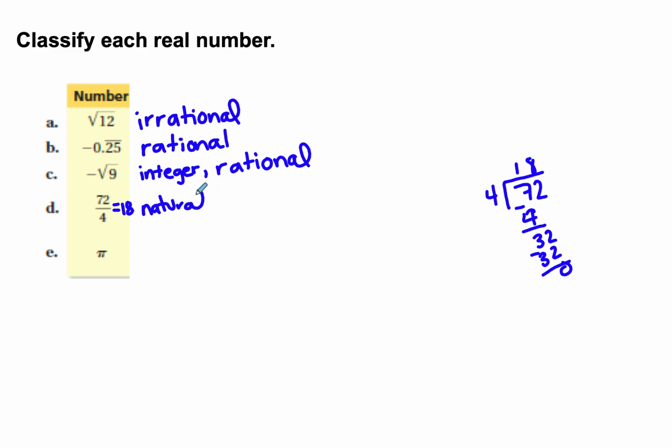And 18 is a natural number. You can use it for counting objects. It is a whole number, or natural numbers and 0. It is an integer, because it is a whole number or its opposite. And it is rational. And then pi is going to be irrational.